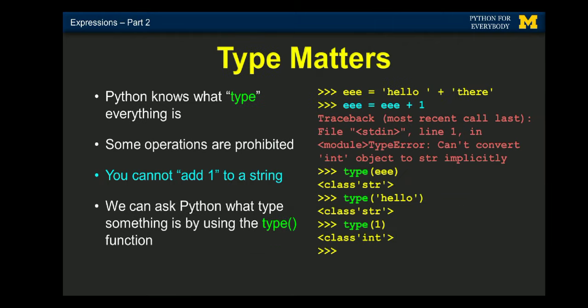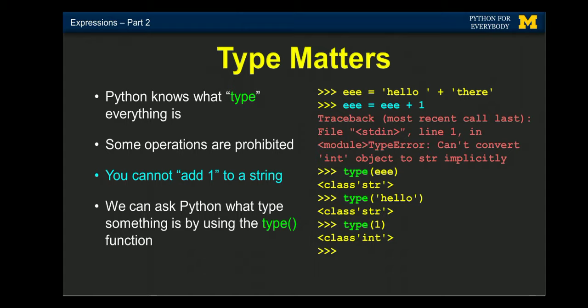Type matters. Python knows what type everything is. Some operations are prohibited. You cannot add one to a string, exactly as we discussed in the last slide. We can ask Python what type something is by using the type function. Suppose you want to get the type of whatever expression you have written or whatever variable's name you want, you can simply use this type function and provide the constants or the variables which you want to get the output for.